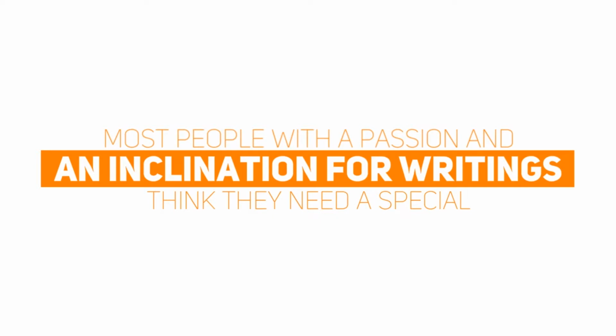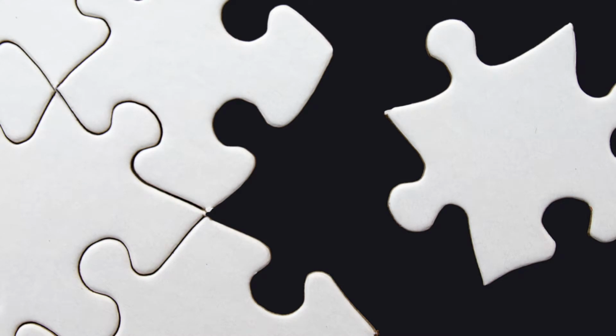Most people with a passion and an inclination for writing think they need a special formula to get started. Imagine the book that you're about to write as a puzzle, except somebody's taken all the pieces and scrambled them up all over a table. Now when you first look at it, it looks like it's impossible to put that all back together. But if you sit down, take some time, and sort the pieces into different colors or shapes, you'll realize that this isn't going to be quite as hard as you thought. And that is the key to the first secret.